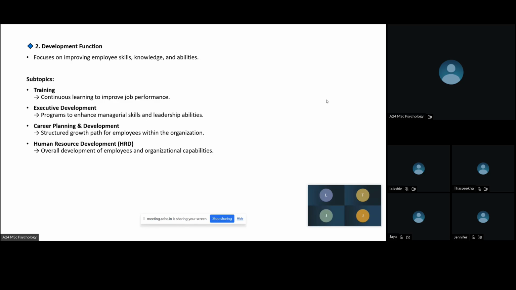That is what career planning and development all means. And then human resource development overall, which is just overall development of employees and overall development of organizational capabilities as well. If we support the employees to develop themselves, to upskill themselves, obviously the retention rate will be very, very less. The employees will want to stay in the company, and therefore we are also increasing the skill level of the organization as a whole. That is what the development function is all about.